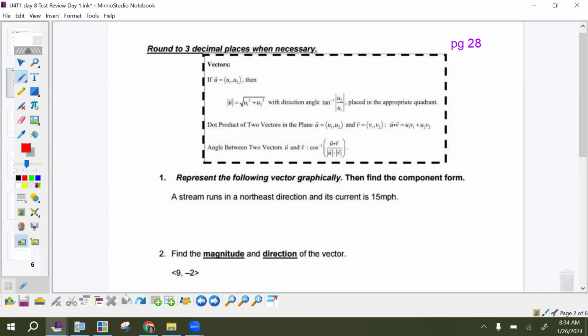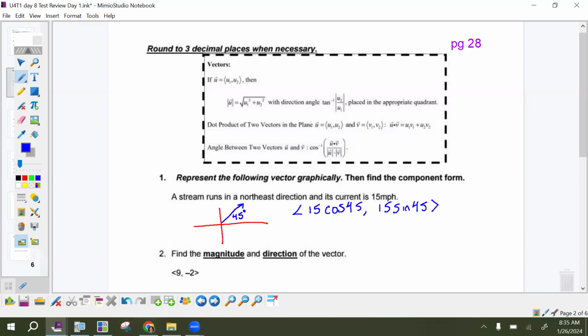All right, so if the vector runs northeast, that has a reference angle of 45 degrees. So the components would be 15 cosine 45, 15 sine 45.